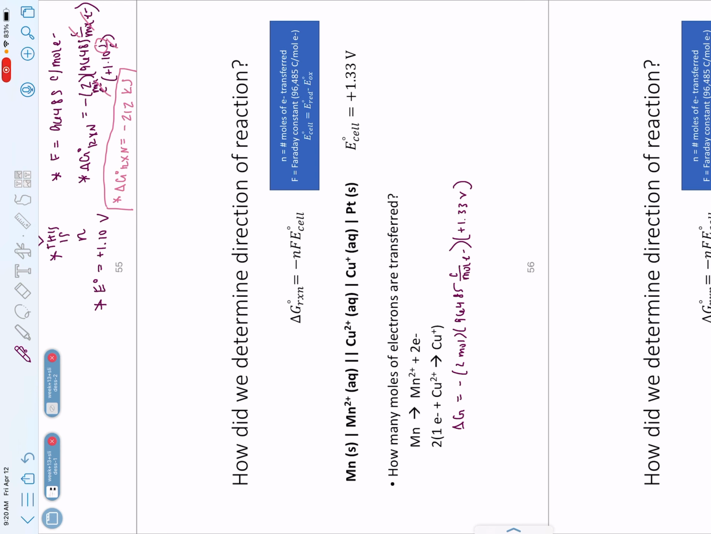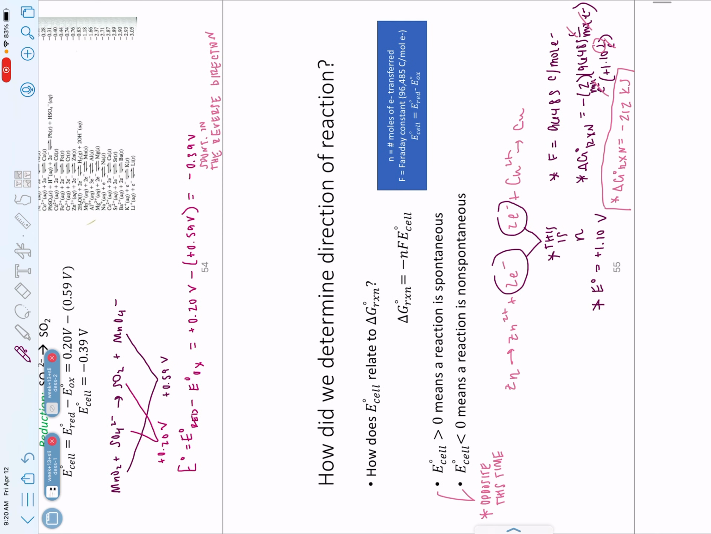Okay. So we can do this one. This one is going to be about 25% bigger than that, about negative 250 kilojoules or so. Negative 257. Spontaneous. Question? Okay. So now we have a new way to calculate delta G.